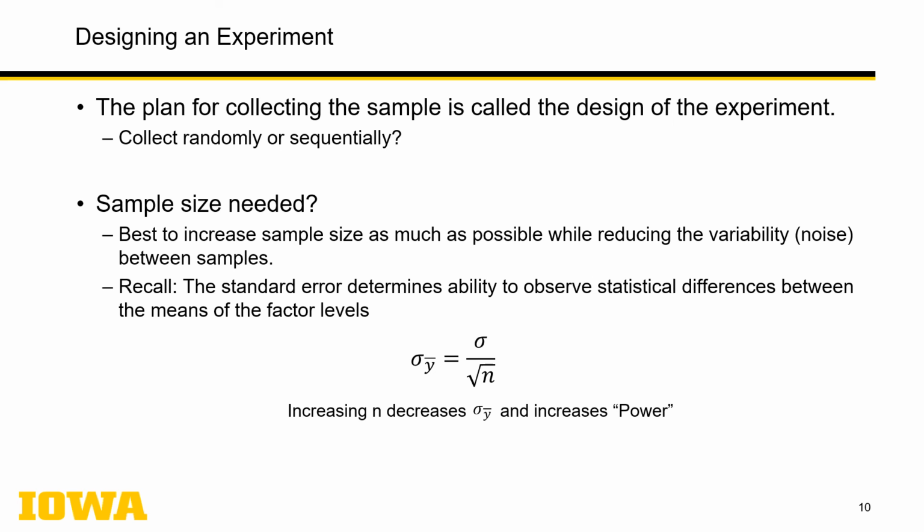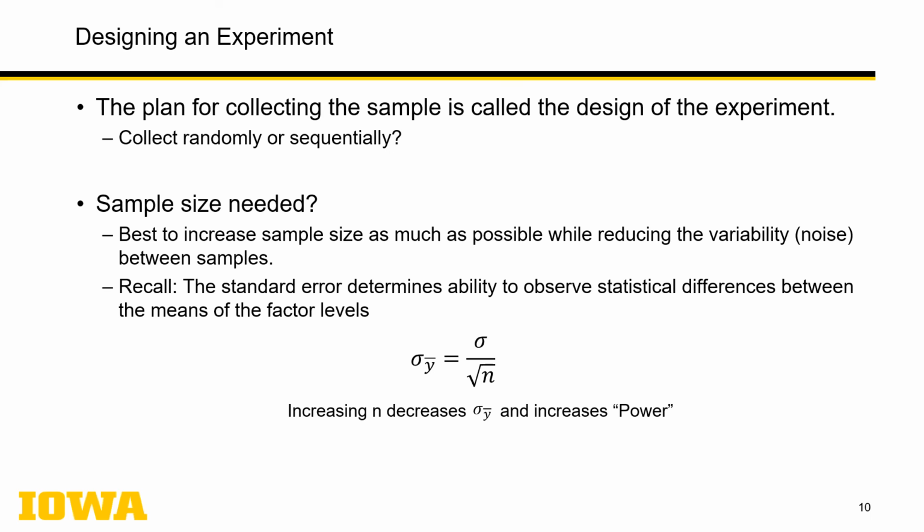Well, it's best to increase the sample size as much as possible while also reducing the variability between samples as best you can. And again, the variability is often inherent to the system that you're measuring. So you don't have much control over it. The only thing you can control in terms of variability is the accuracy, or the precision, to be more specific, the precision of your instrument.